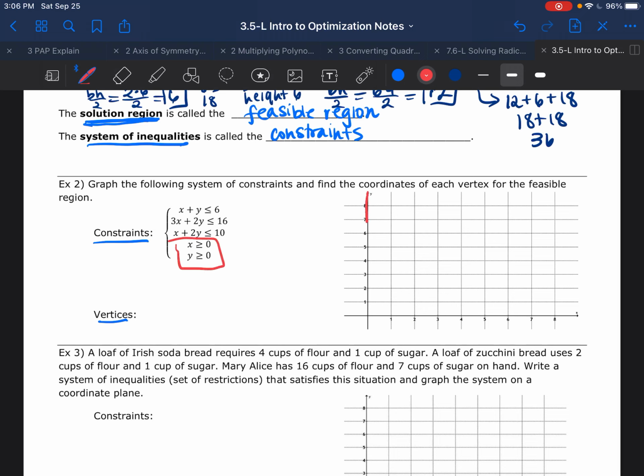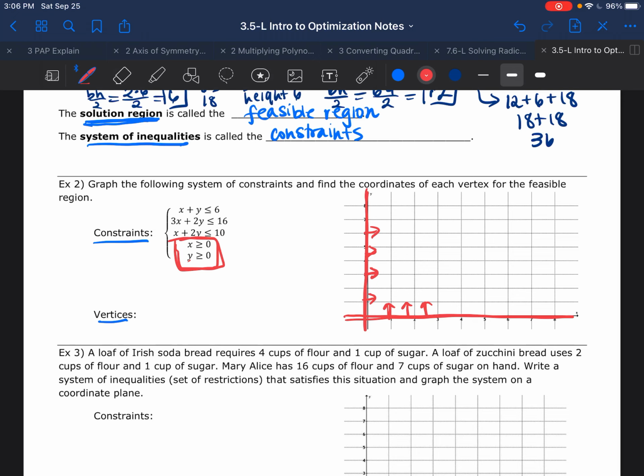X is greater than or equal to 0. There's your x equals 0 line, and greater than or equal to 0 means to the right of it. In this case, when you have a vertical line, you talk about right and left. So greater than would be to the right, less than would be to the left. And so don't shade anything yet, just draw arrows. And then for y is greater than 0, here's our y equals 0 line, greater than would be above. So these two inequalities right here basically just say, stay in quadrant 1.